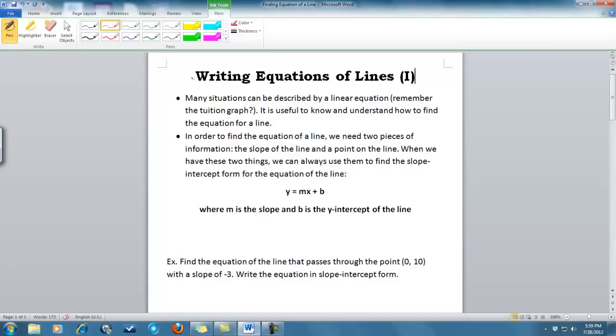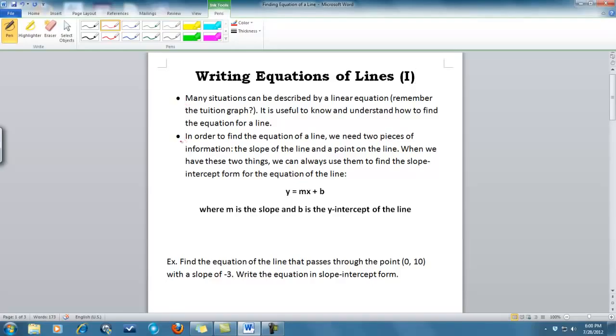Hi. In this lesson, we'll be learning how to write the equation of a line. Many different situations can be described by a linear equation. Remember the graph we saw for the tuition prices? We saw that we could use a line to describe that trend. So it is useful to know and understand how to find equations for lines.